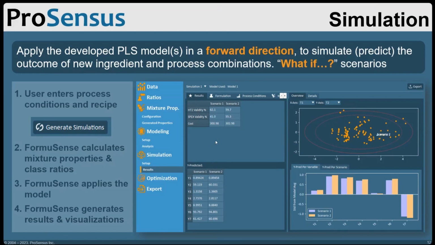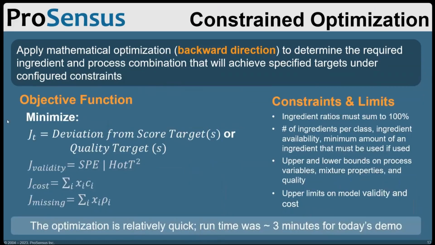So that's simulation. And then lastly, of course, is optimization. Constrained optimization is sometimes referred to as the backward direction, although some people argue with that definition. But the goal is really to determine the required ingredient and process combinations that will achieve specified targets under constraints.